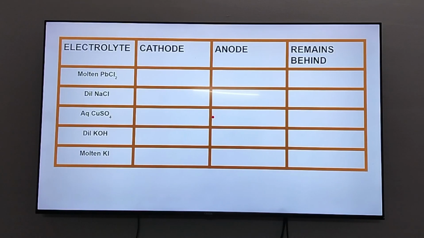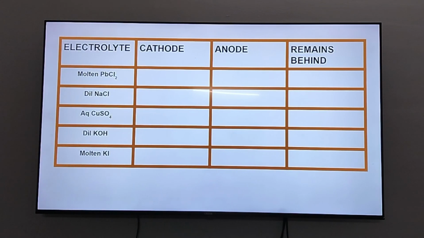Let's look at some mixed examples. You may answer along with me. So molten lead chloride: cathode, lead; anode, chlorine. Nothing remains behind because it's molten. There's nothing else. Dilute NaCl: sodium goes to the cathode, chlorine goes to the anode. Am I correct or am I wrong? Think.